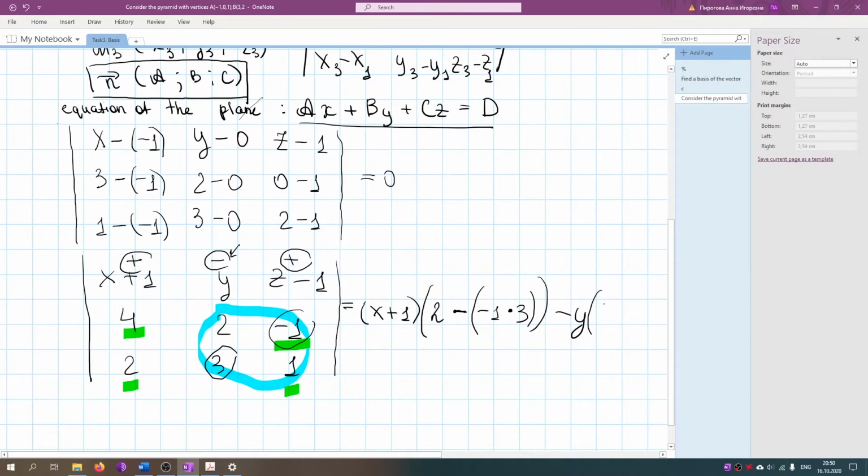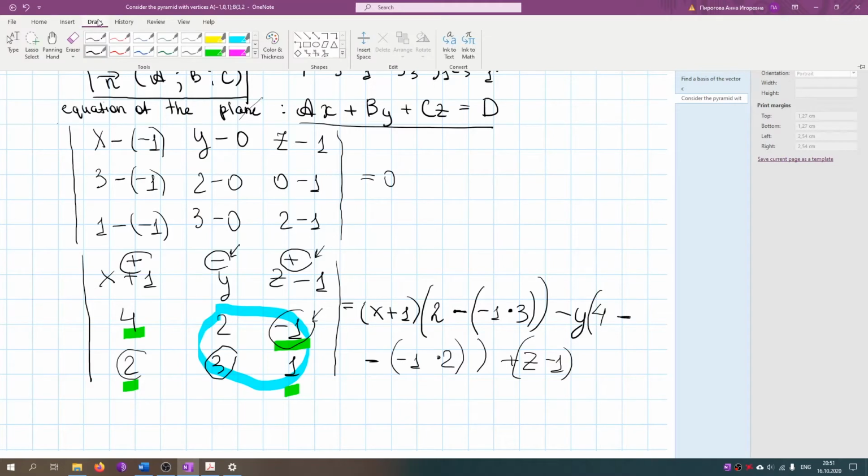So in this case, it is 4 multiplied by 1, so just 4 minus, again, minus 1 multiplied by 2. And just close the brackets. Our next element will be with plus sign. It is z minus 1.